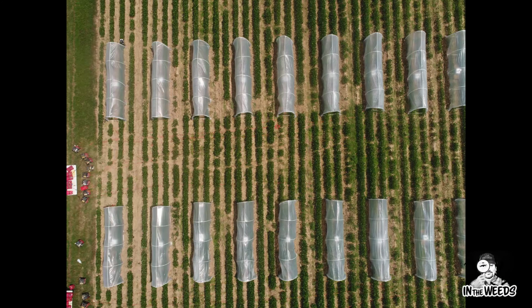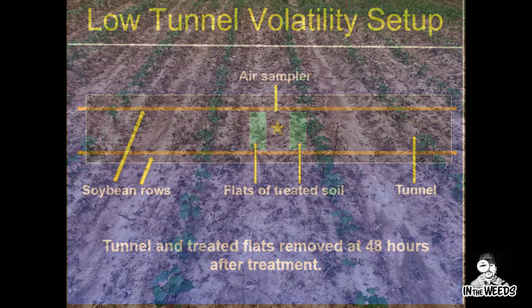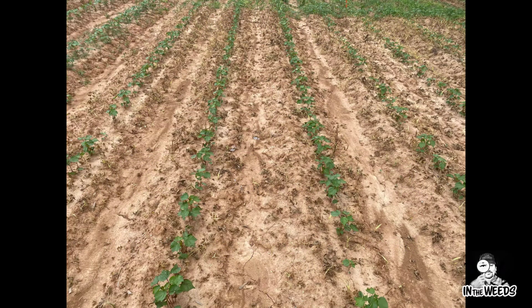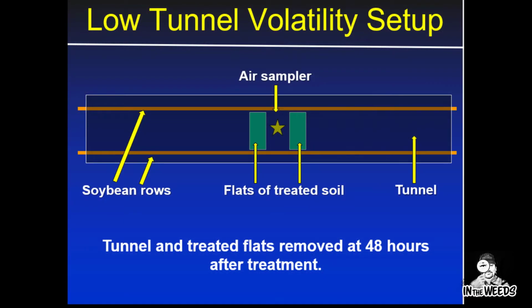When we take a look at the setup of a low tunnel volatility trial, it basically encompasses 20 feet of a tunnel that covers 2 rows of crop. As I'm showing here in this diagram, we're using soybeans as our 2 rows of crop. But if we were evaluating a herbicide such as 2,4-D, for which cotton has a high degree of sensitivity, we would use cotton as our bioindicator. But here, we'd be using a herbicide like dicamba, possibly Loyant or fluoroproxyfen benzyl, in terms of the volatility evaluations.